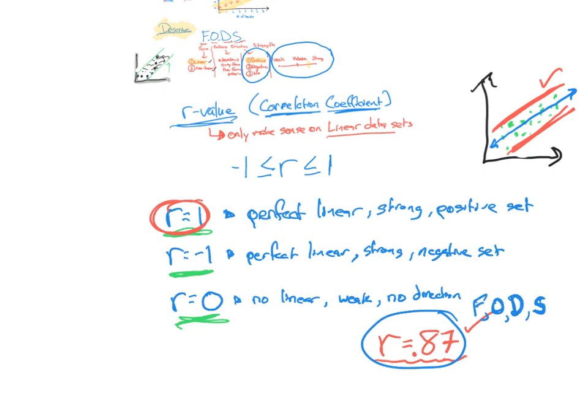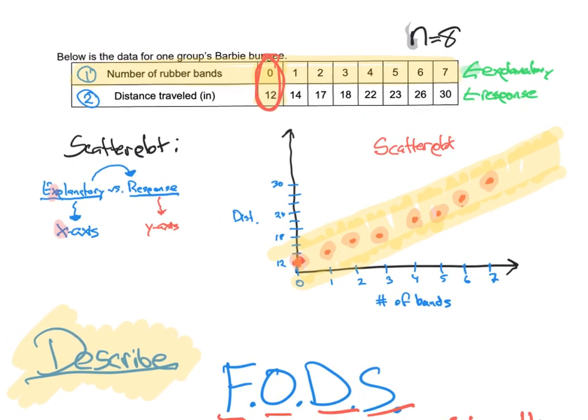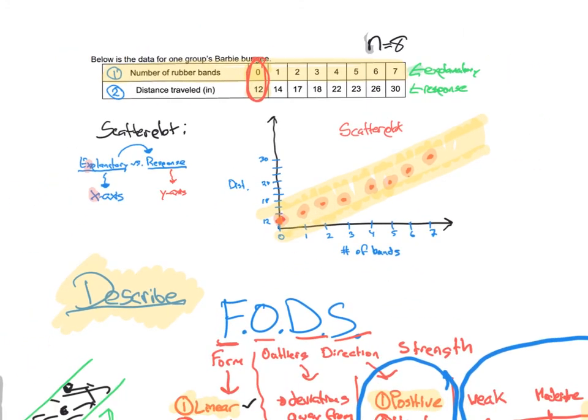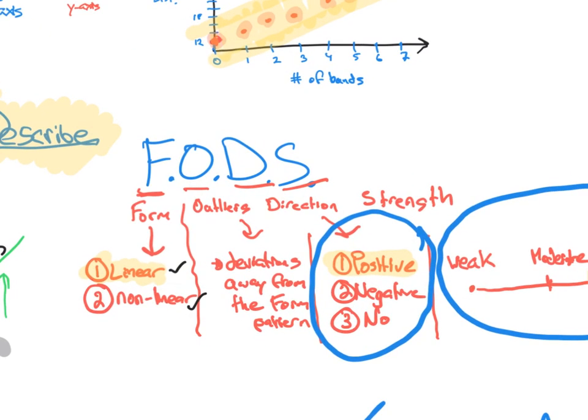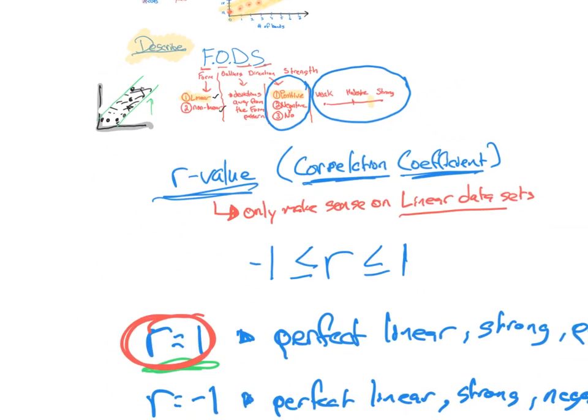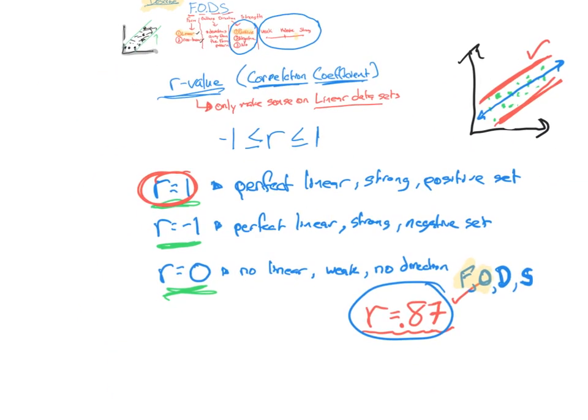How you figure out form and outliers is you use your eyes and take a look at the graph. So that's what you need to know for 3.1 statistics using our Barbie Bungee data set, the number of bands distribution. I want you to be able to build a scatter plot, describe using FODs, and then take an R value and let that also help confirm your direction and strength.